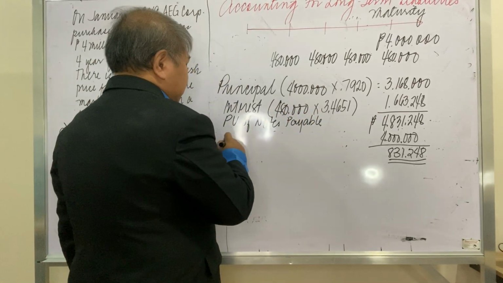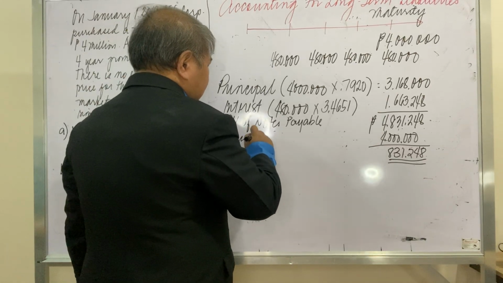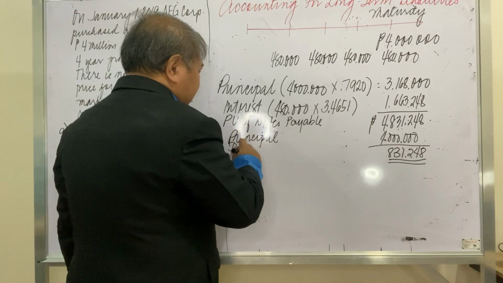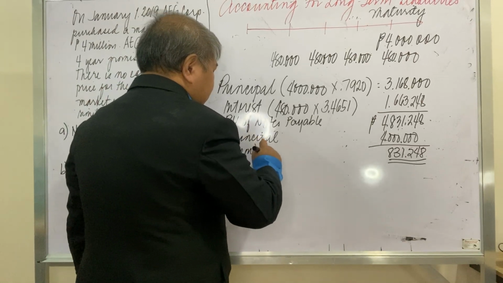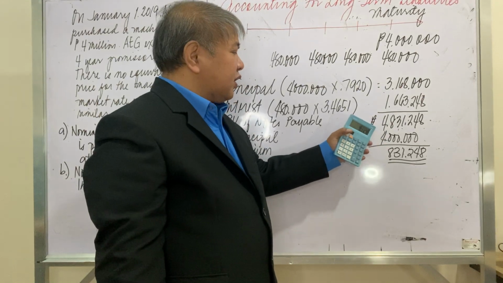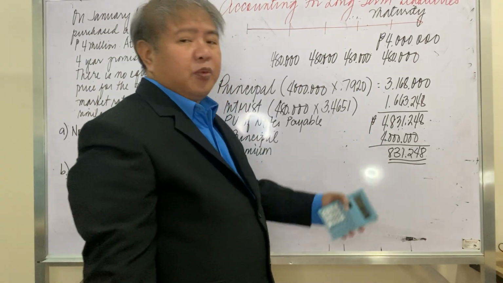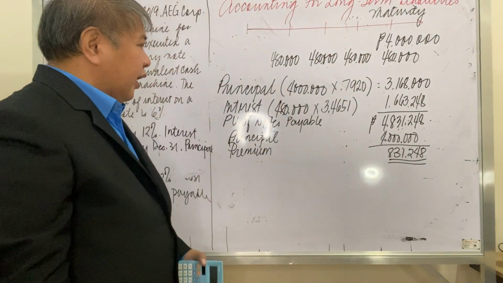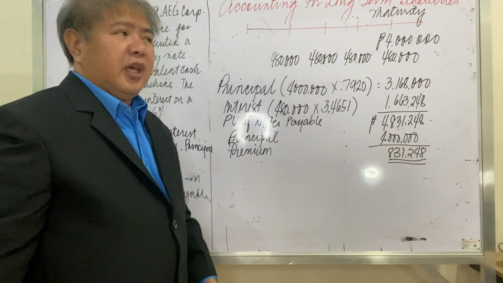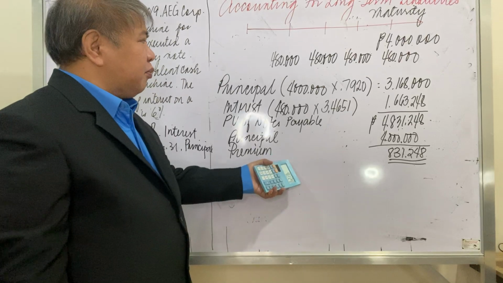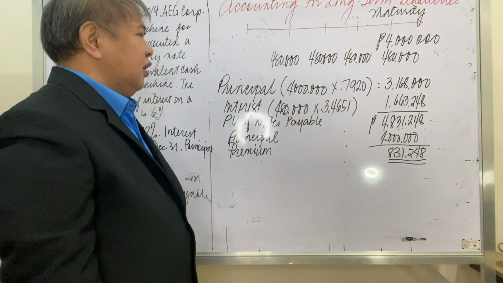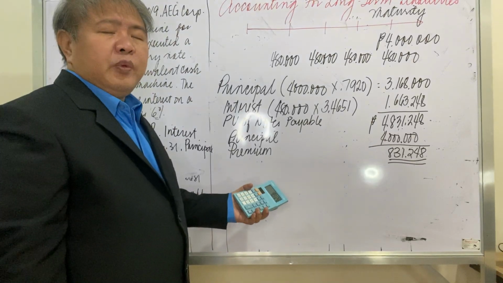And then this is the principal. So this time it's called a premium. Why? Because the present value is now higher than the principal. So this is now a premium. Now again, what are we going to do? We are going to amortize the premium. We're going to amortize the premium together with the interest expense.